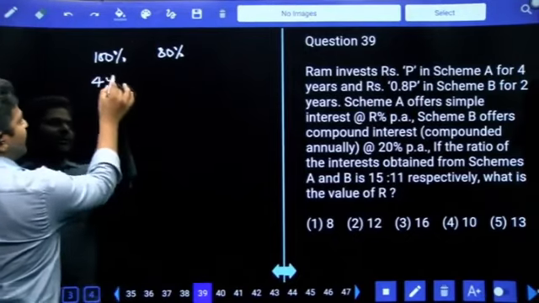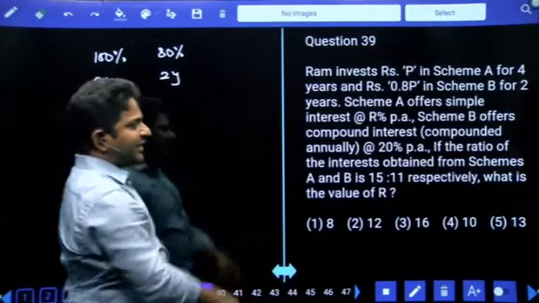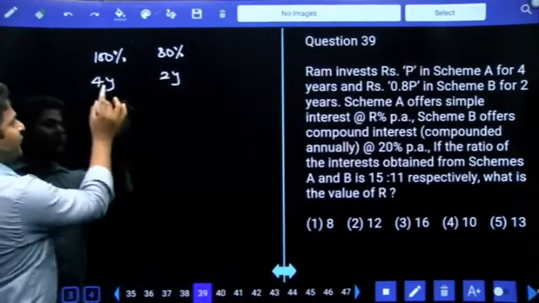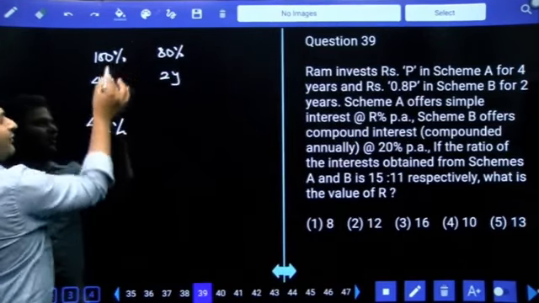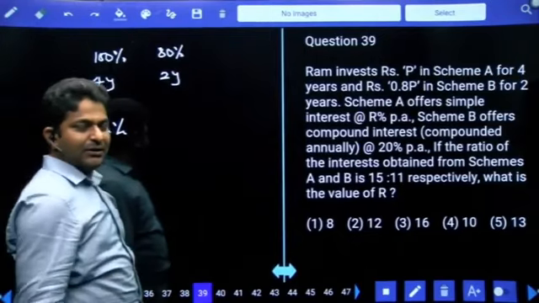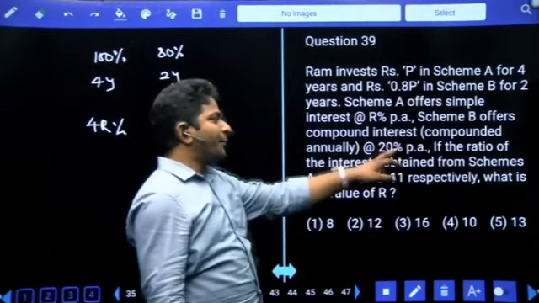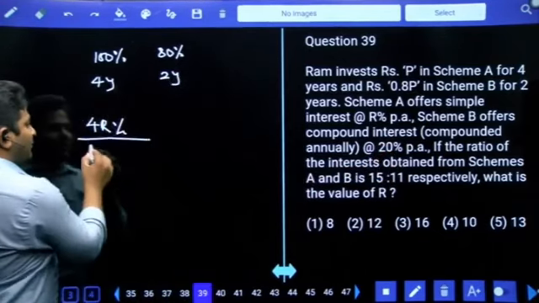Scheme A is given for 4 years and scheme B given for 2 years. Scheme A offers simple interest at R% per annum. R% per annum for 4 years, that is 4R percentage. Out of 100%, that will be 4R% only. Next, scheme B offers compound interest at 20% per annum. For 2 years, that will be 44%.